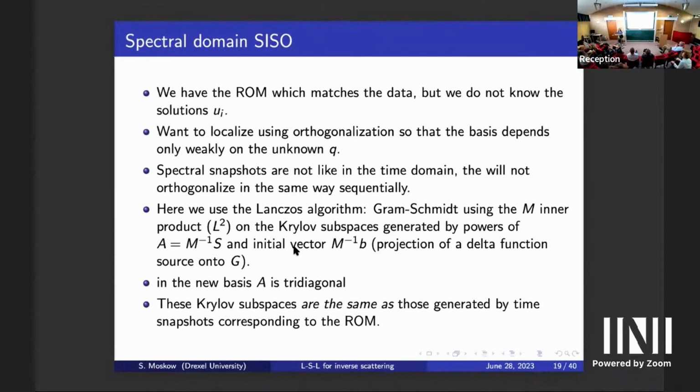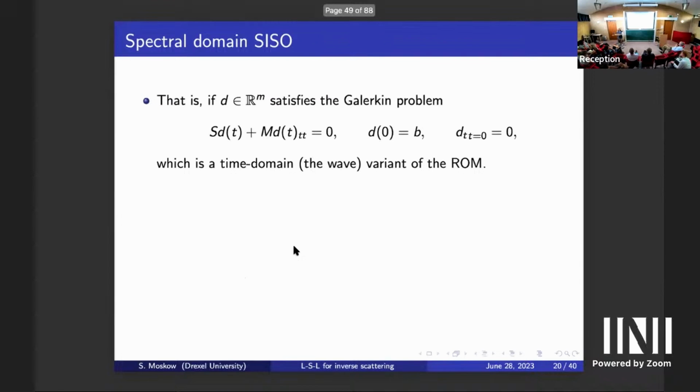These Krylov subspaces are the same as those generated by time snapshots. Why would we do this Lanczos algorithm? It's because the Krylov subspaces are the same as those generated by the time snapshots corresponding to the ROM. Of course, we don't have the true operator, so we don't know what the true snapshots are, but we do have the ROM. And there's a time version of the ROM. We could do a time version of the ROM.